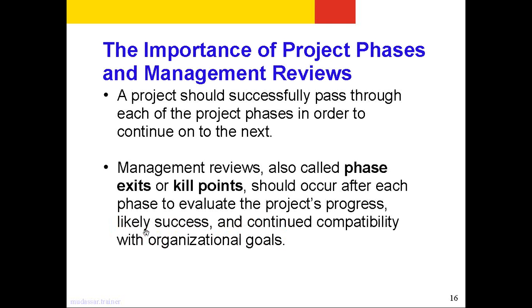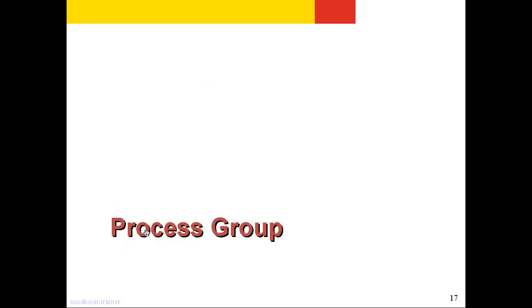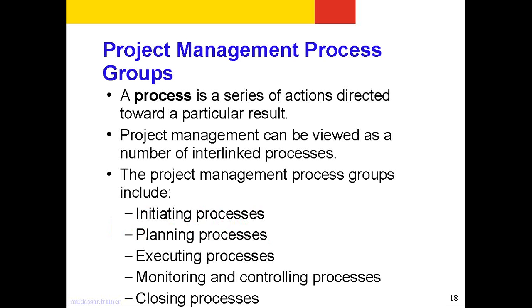Okay, now from this part we move to something called the process groups. We're not going to go into a lot of detail, but we'll give a rough idea of what these process groups are. Project management process groups. Now, a process is a series of actions directed towards a particular result. Project management can be viewed as a number of interlinked processes. The project management process groups include initiating, planning, executing, monitoring and controlling, and the final one is closing.